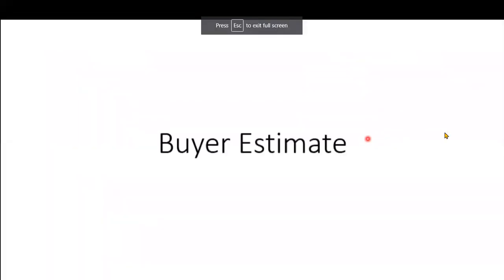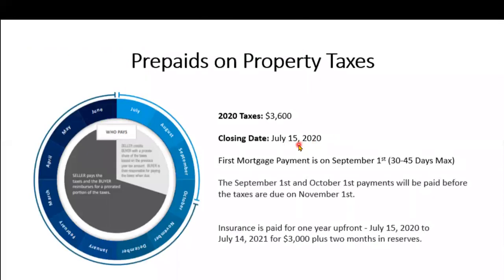So if the day of closing is July the 15th, 2020, then the first mortgage payment is going to be on September the 1st because the bank gives the buyer about 30 to 45 days before the due date of the first mortgage payment. Having said that, we are going to count from September until June here in our diagram. So here is September. We're going to start from September. 1, 2, 3, 4, 5, 6, 7, 8, 9, 10. So that's 10 months in total.